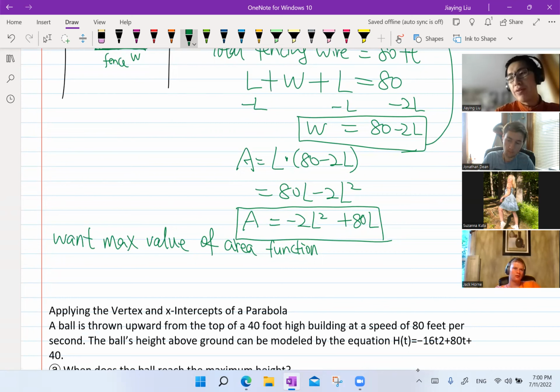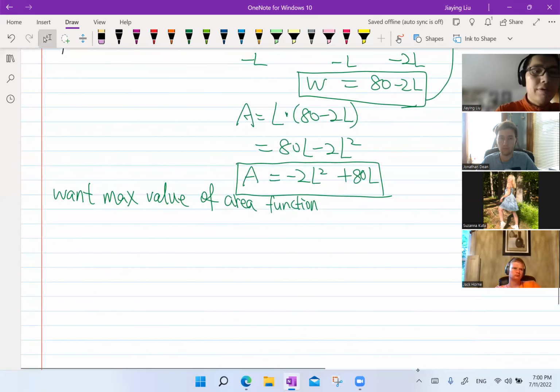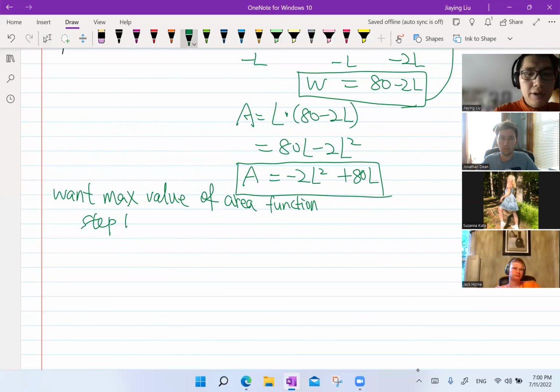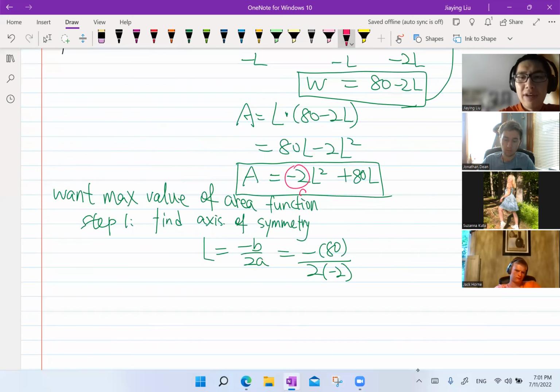all right, to find the maximum, we have to do a few things. The first thing is we're going to find the axis of symmetry. Step one, find the axis of symmetry, because we want to know the maximum value is at the vertex. So x, in this case L, equals negative B over 2A, which is negative 80 over 2 times negative 2. This is my A value, this is my B value, and there's no C in this formula.